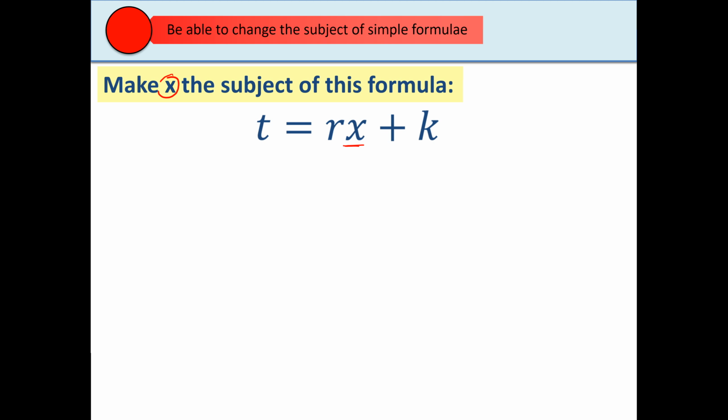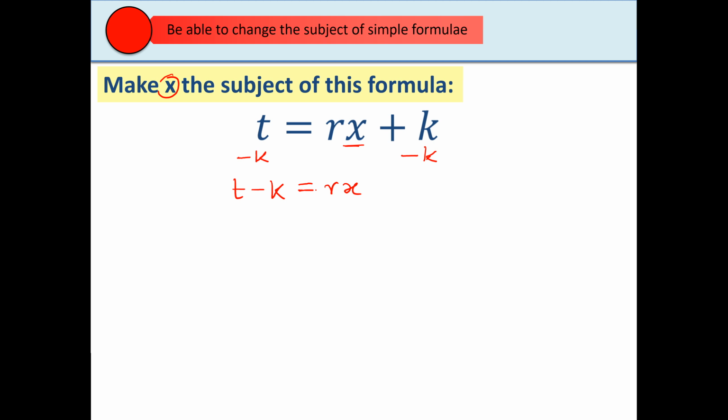Okay, so let's minus k from this side. Now, according to the rule of solving equations, we need to get rid of k from the left hand side as well to keep it balanced. So on the left side we have t minus k, and on the right hand side we have rx, and k minus k is 0.